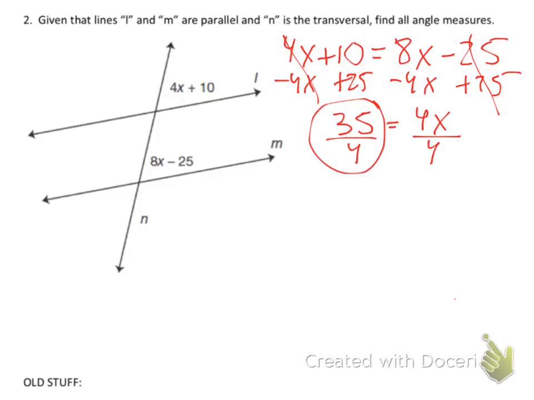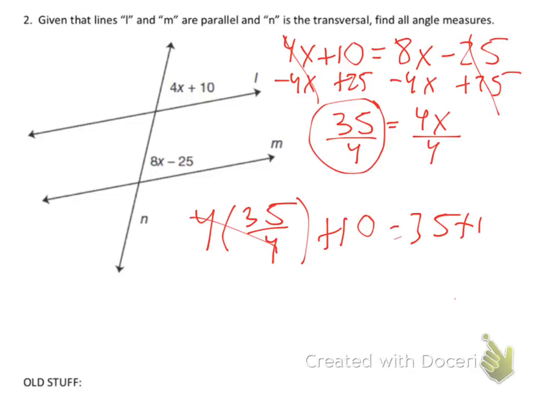So I need to put it back into one of those equations. Which one looks smaller? The first one. 4 times 35 over 4 plus 10. Well, that makes it a lot easier, doesn't it? No more fractions. Why? What's going to happen? The 4s cancel, and then you get 35 plus 10. And what's 35 plus 10? So it's a 45 degree angle.